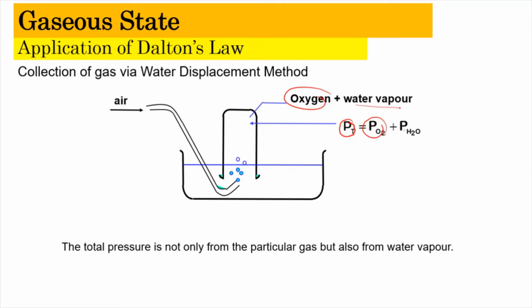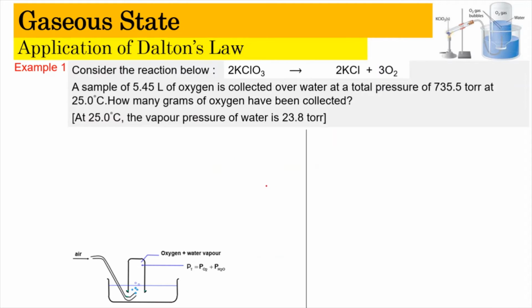The water vapor comes from the water itself, in which the water can evaporate at any time at any pressure. So you have to include that the water vapor will also contribute to the total pressure here. That is why it is stated here that the total pressure is not only from the particular gas from the experiment, but also includes the water vapor when we use the water displacement method. To understand more about this, let us look into an example.